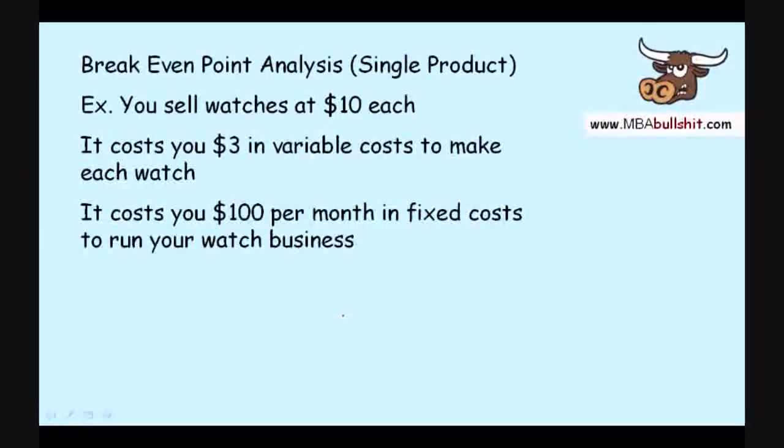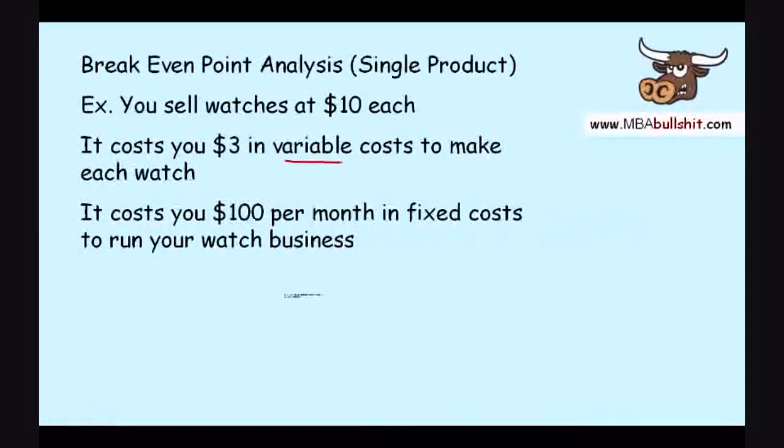Unlike with the plastic and the metal as your variable costs, if you sell more watches, then you also have to pay for more plastic and metal to make more watches. If you sell less watches, then you have to pay for less plastic and metal to make the watches. So that's why it's called variable, meaning it changes a lot.